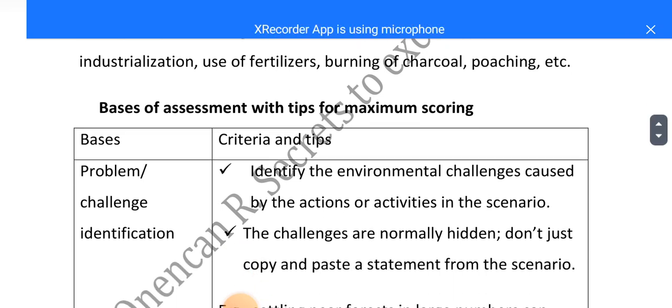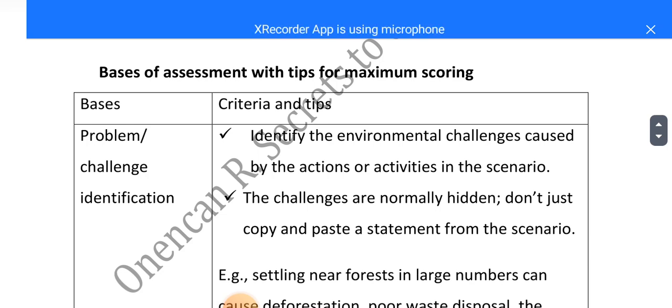So let's look at the basis of assessment with the tips for maximum scoring. If you want to maximally score in this item, because this item carries about 12 to 15 marks, these are the bases of assessment with the tips for maximum scoring. I told you you have to read through the scenario. But as you are reading through the scenario, try to underline some of the important keywords in that scenario. Remember, this section has answers within the scenario.